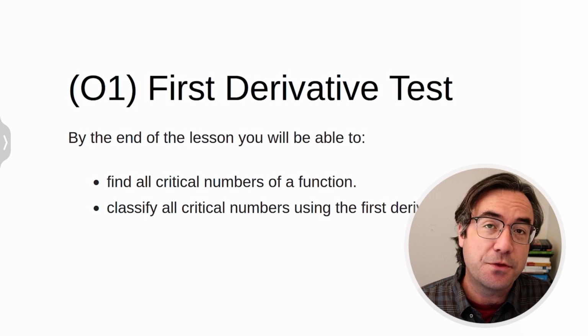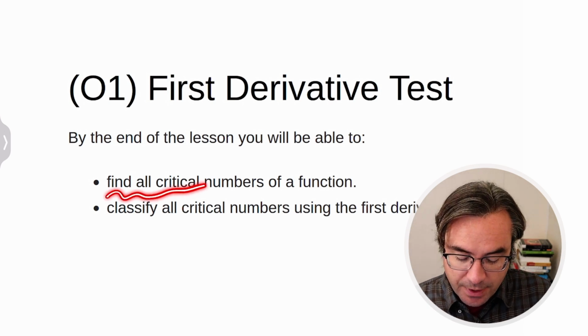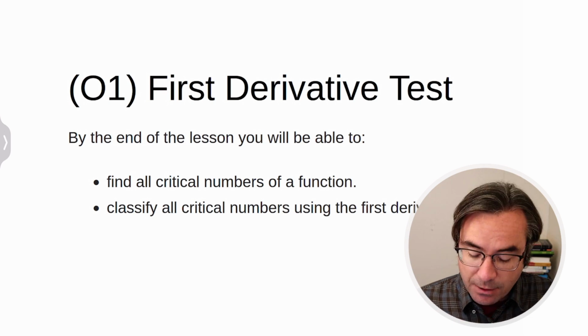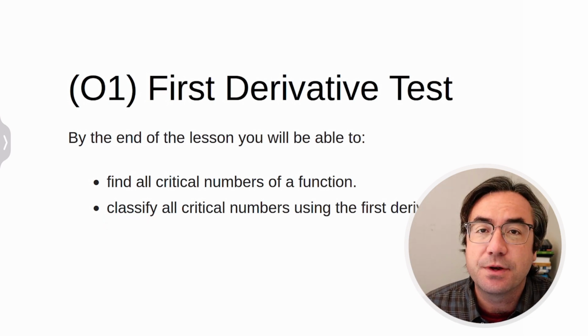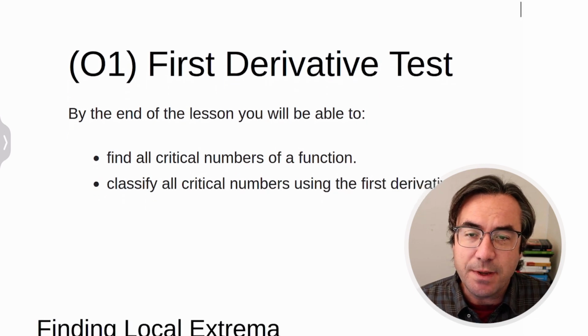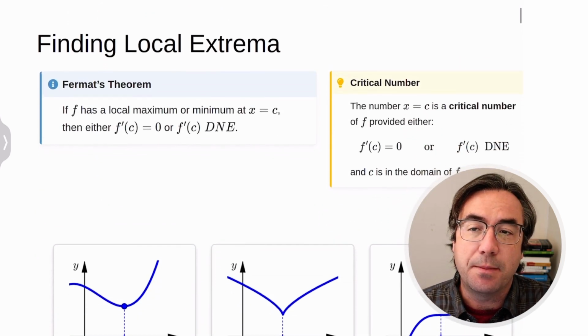And what the first derivative can be used for is, well, we already know it. We can use it to find what we call the critical numbers. But now we're going to see how we can use our first derivative to actually classify these critical numbers. And what we mean by classify is maximum or minimum.